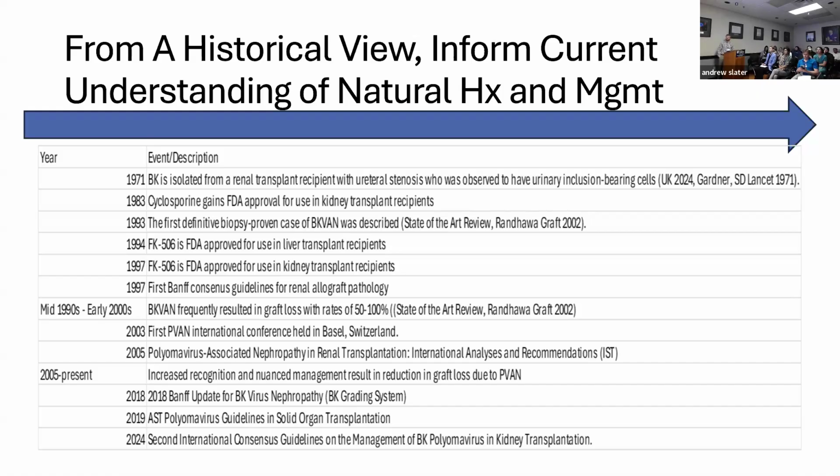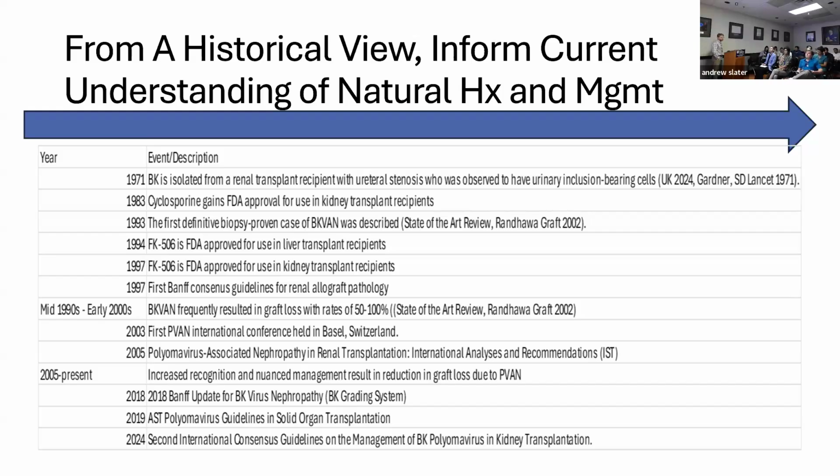Number one, 1971 is when BK was isolated from a kidney transplant recipient who had ureteral stenosis and was observed to have urinary inclusion-bearing cells. 1983 was when cyclosporin gained FDA approval. 1993 was when the first definitive biopsy-proven case of BK virus-associated nephropathy was described. It was in 1997 that tacrolimus was FDA approved for use in kidney transplant recipients. 1997 was also the first Banff consensus guidelines for renal allograft pathology.